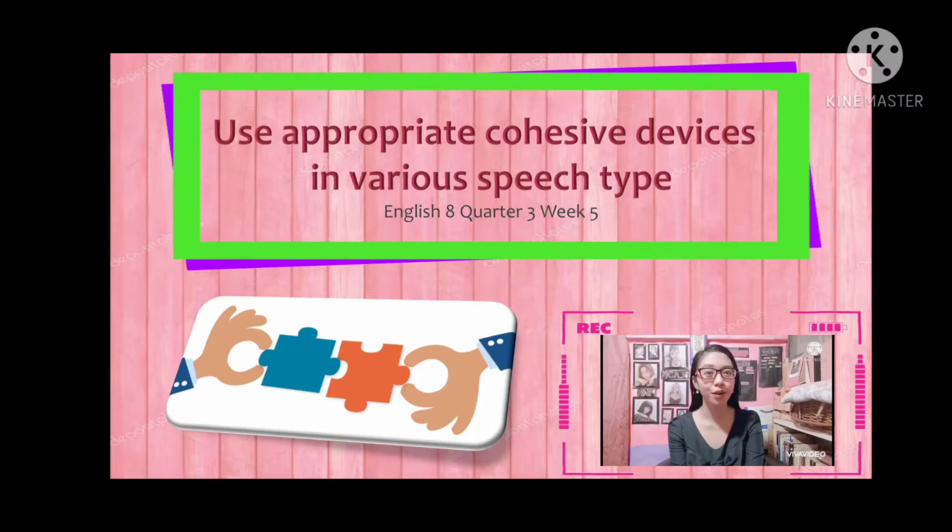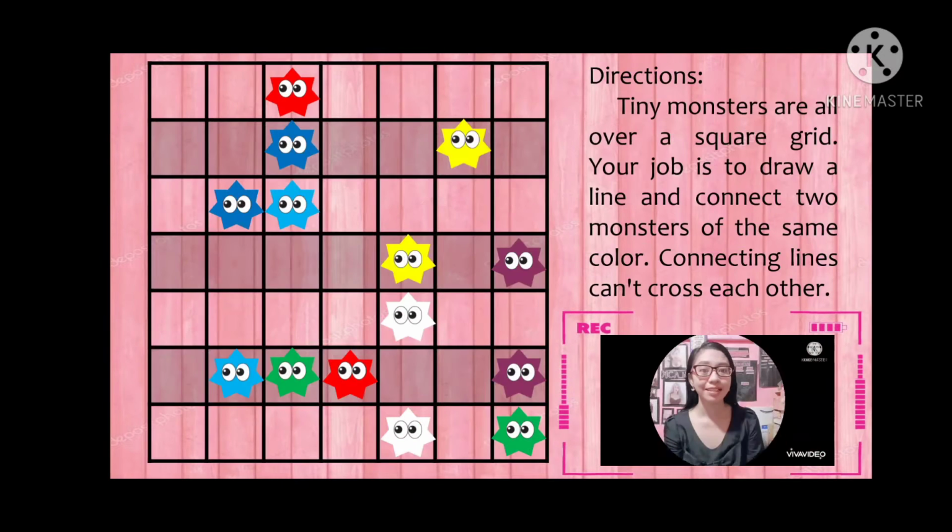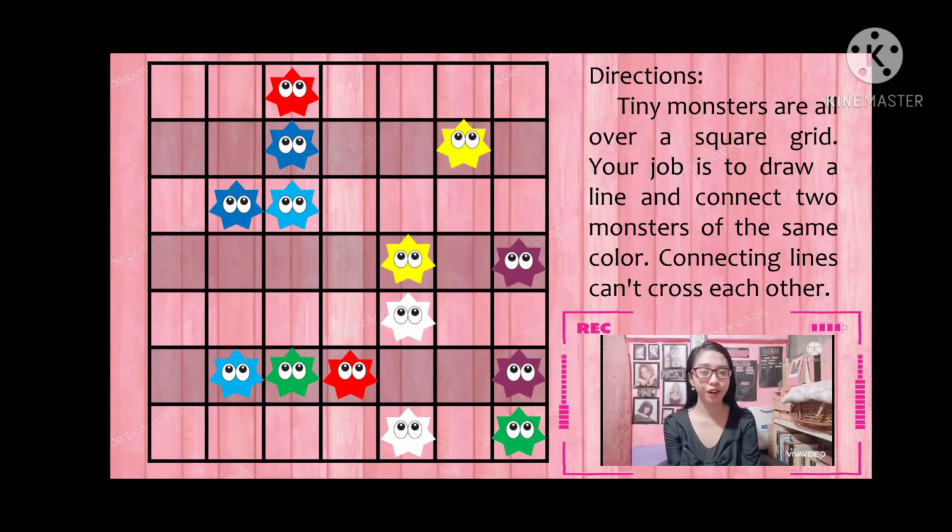This time, we are going to study how to use appropriate cohesive devices in various speech types. But before that, let's have a short game. Tiny monsters are all over a square grid. Your job is to draw a line and connect two monsters of the same color. Connecting lines can cross each other. You can screenshot this slide and edit in Messenger before sending to our class. I will give you 30 seconds to think about it.